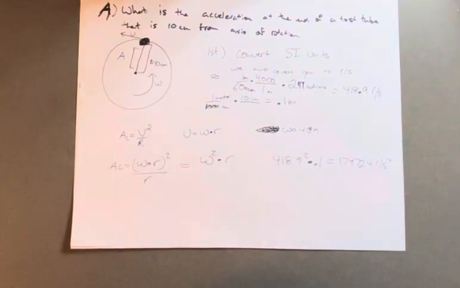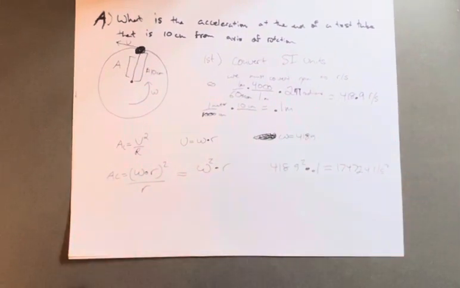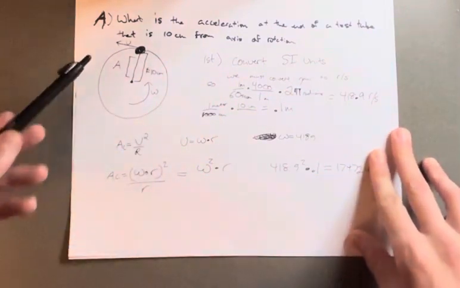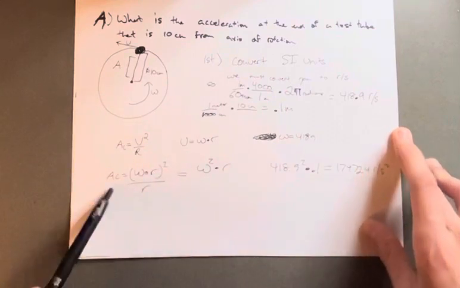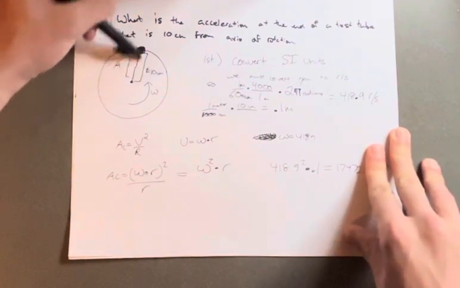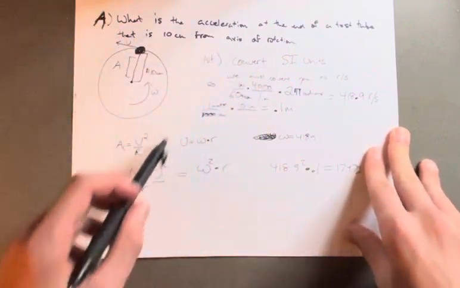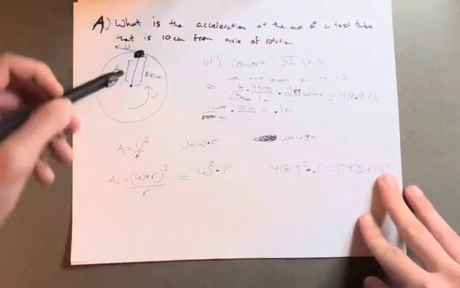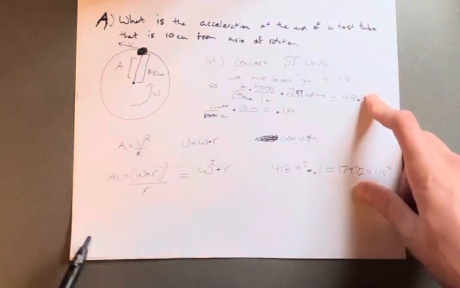A: What is the acceleration at the end of a test tube that is 10 centimeters from the axis of rotation? So there's a couple parts of this. We want to find our acceleration. Since we know that the acceleration is constant, we're going to assume that it's not changing. So that equation is velocity squared over r.